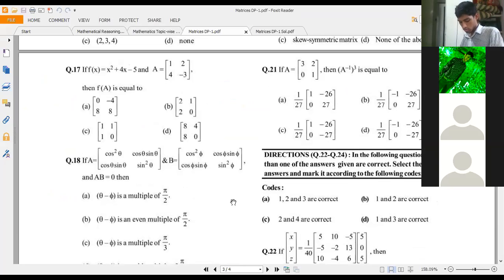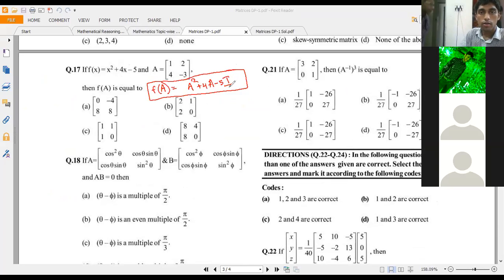Yes, sir. This I told that day before the exam. Did I tell you guys how to do this before the exam? If f of x is this polynomial, then you can define f of a as a matrix polynomial, a square plus 4a minus 5I. Why does I come? Sir, you inserted a in place of x, but why does this I come? 5I. Sir, I have an answer for this question.